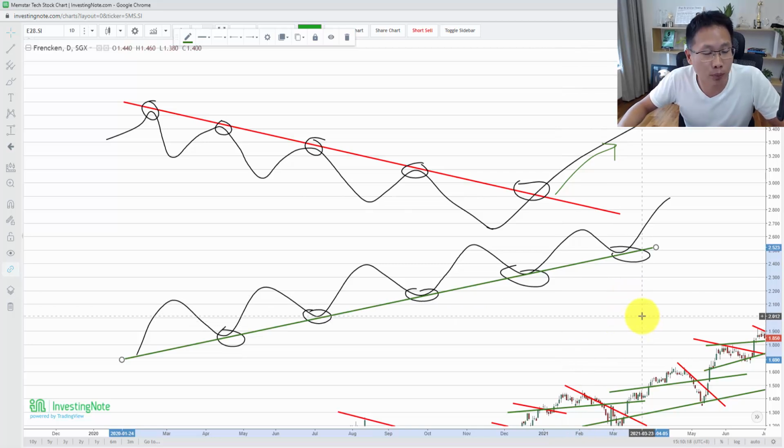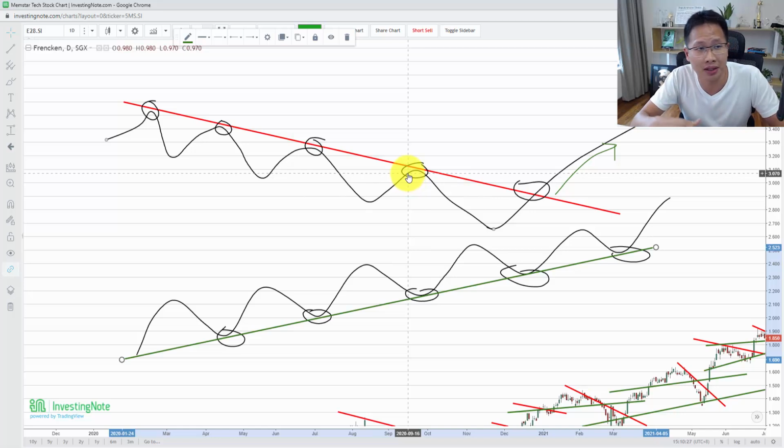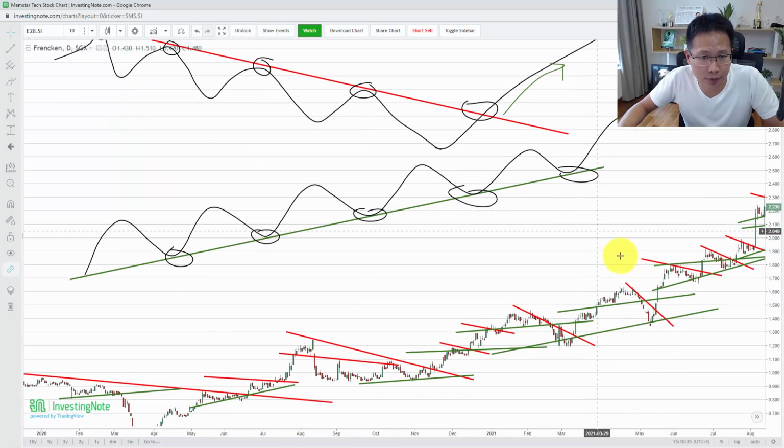All right, so very simple, nothing complicated. The more points we have that touch the line, the better it is. So we want to try to draw the best fit line. I know sometimes it might be just 2 points, 3 points, but the more points, 5 points, 6 points, 10 points, the better it is, the more weight we give to that specific trend line. All right, so this is pretty much a trend.